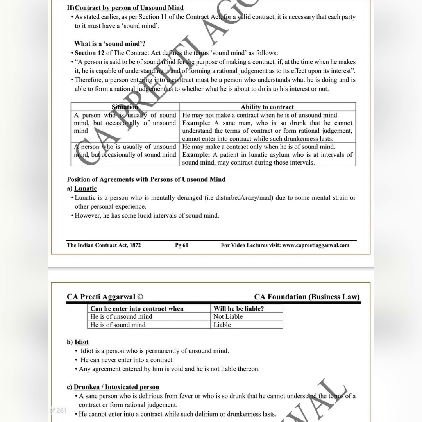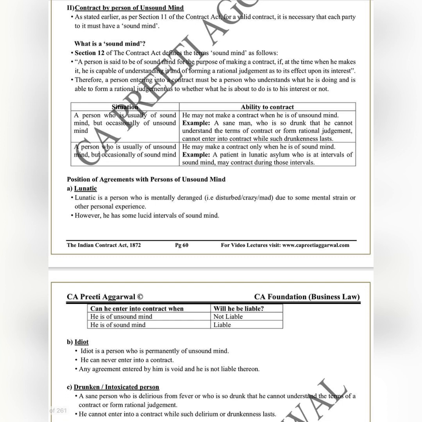So a person entering into a contract must be a person who understands the terms of the contract. He forms rational judgment. Rational judgment is the keyword and we need to memorize that. Okay, what if a person enters into a contract and he was sound when he was entering into a contract? So a person is usually sound, but only sometimes he becomes of an unsound mind.